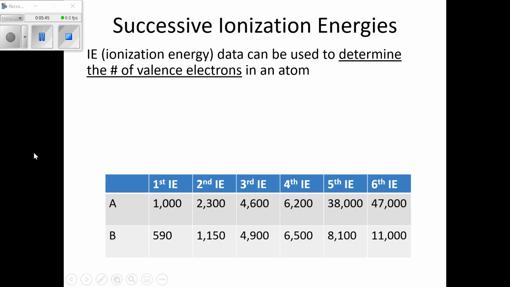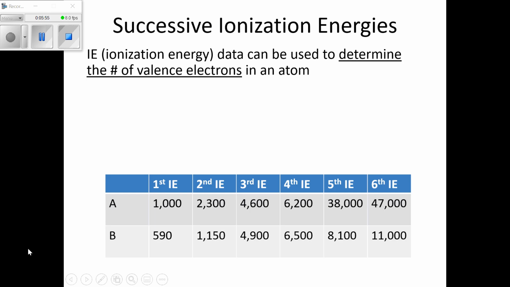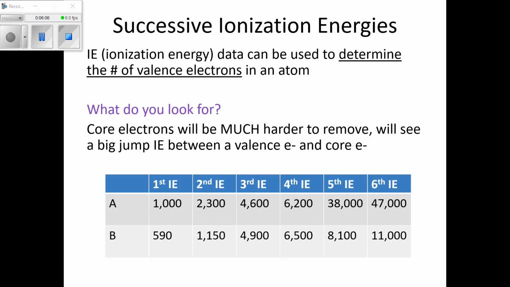Something we can tell from a series of successive ionization energies, with this knowledge that core electrons are harder to remove than valence electrons, is that we can analyze a pattern of data and figure out how many valence electrons this element has. What you want to keep in mind is that core electrons are going to be much harder to remove than valence electrons. So you're going to see a big jump in ionization energy between a valence electron and a core electron. If you're wondering, is there a certain number we're looking for? Does it have to be 5 times as hard or 10 times as hard? There's not really, it's going to vary by atom.